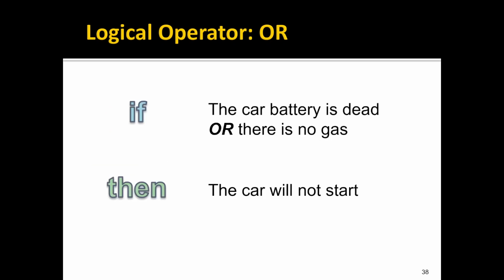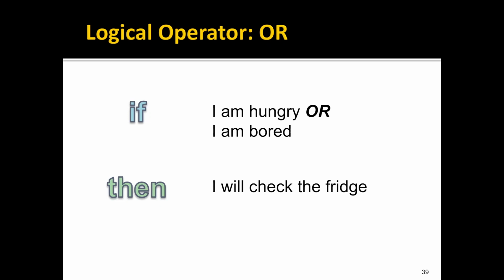In English, we could say, if the car battery is dead or there is no gas, then the car will not start. Right? Either of those situations is enough for the car not to start. Alternatively, I could say, if I'm hungry or I'm bored, then I will check the fridge. Either hunger or boredom are motivation enough for me to check the fridge. If both are true, I will also check the fridge. If neither are true, I'm not hungry and I'm not bored, then I will not check the fridge.